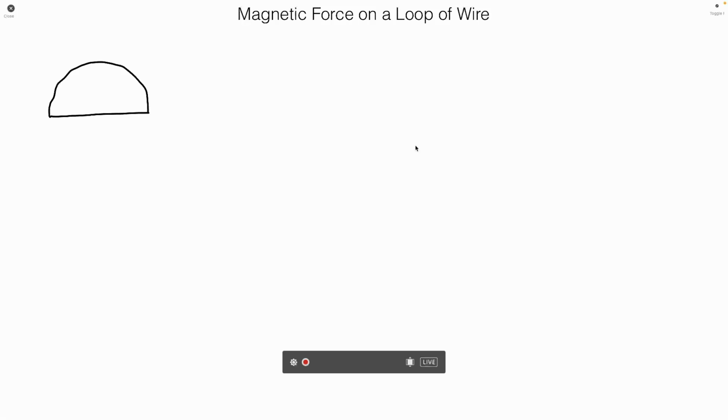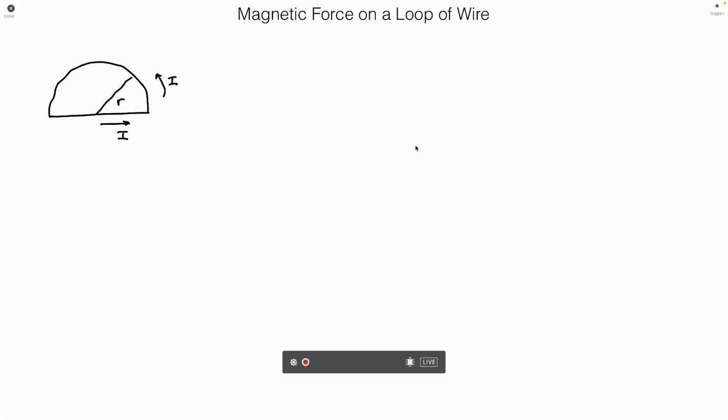So this loop of wire, so we've got current that's flowing that way, which means over here it's going to flow around this way. So I've got a closed loop of wire coming around. It has a radius r. And we're going to find the total force on this thing.